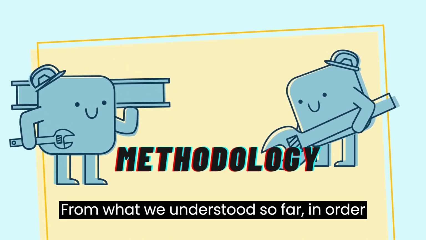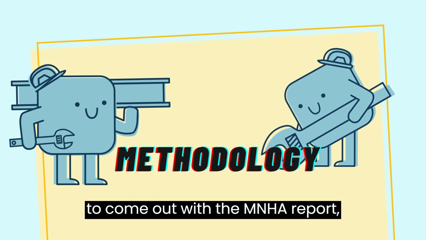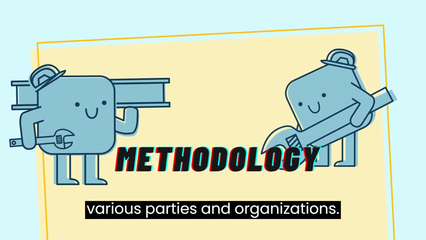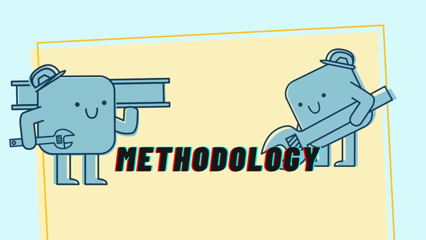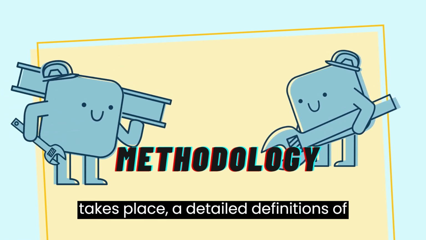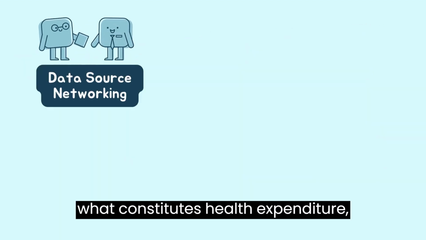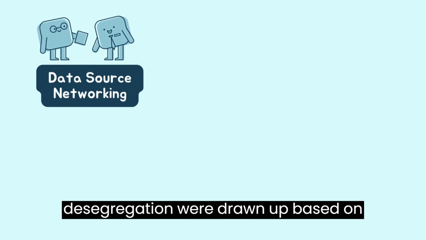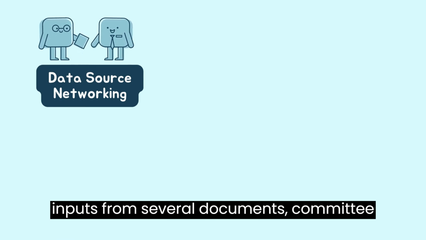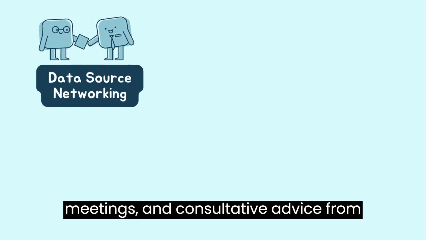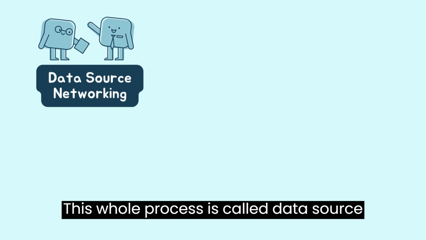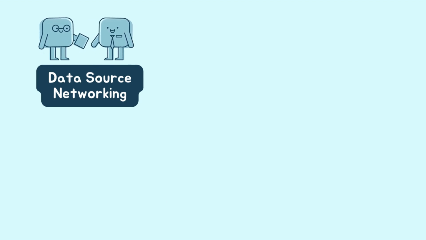From what we understood so far, in order to come out with the MNHA report, a massive amount of data is required from various parties and organizations. Before the process of data collection takes place, detailed definitions of what constitutes health expenditure, institutional entities, and types of disaggregation were drawn up based on inputs from several documents, committee meetings, and consultative advice from the internal and external MOH sources. This whole process is called data source networking.